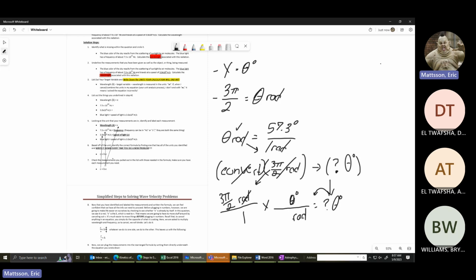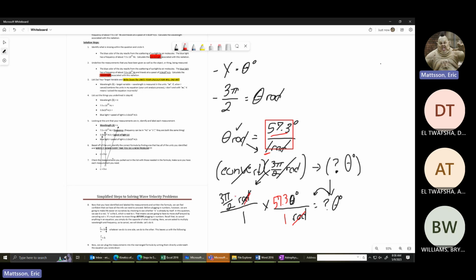Now I just need to know the relationship between these two. What's the relationship between degrees and radians? That's this part right here. Whatever numbers I have here are the numbers that go next to the unit of measurement. So next to degrees, I have 57.3, and I'll fill that in there. Next to radians, I put the number 1. Now I can cancel this out since I see it twice.